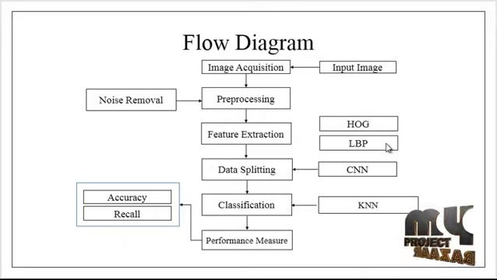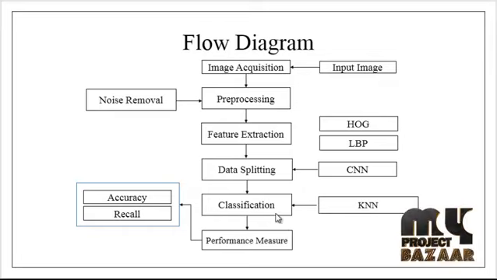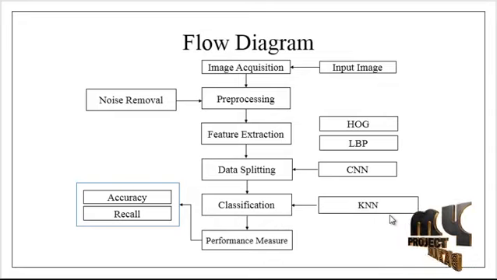After extracting these two features from the image, we move on to the fourth stage of the project, that is data splitting. In this data splitting, the CNN is used to split the data into two categories, testing data and training data. After the splitting of the testing and training data, we move on to classification. In this classification step, we are using k nearest neighbor, the KNN classification, to classify which kind of bird species it is. So in this classification step, the final output will be the name of the bird.